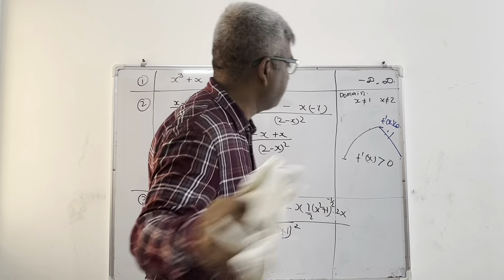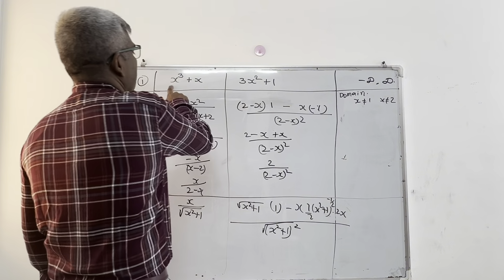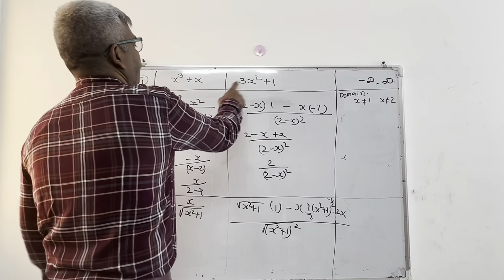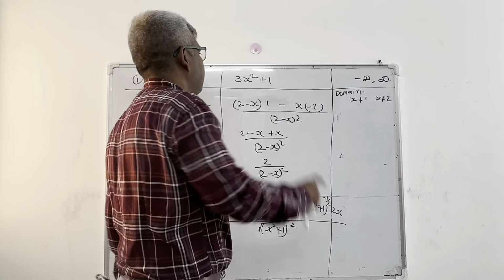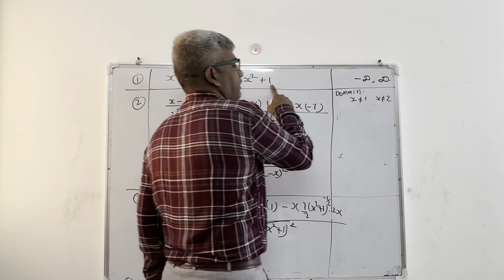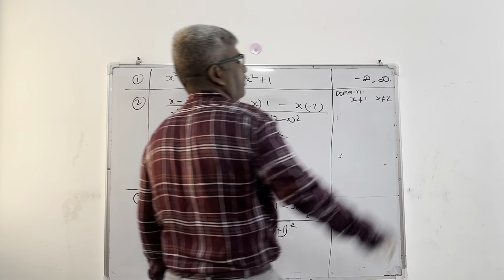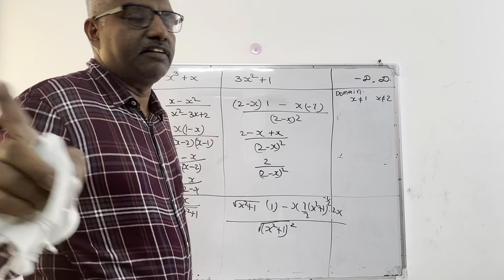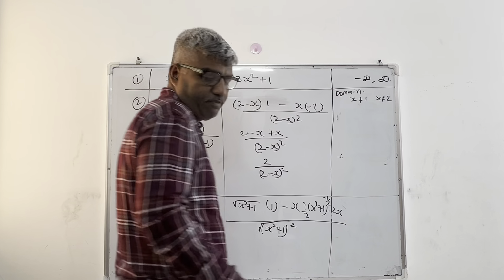Okay. Now my first example, x cube plus x. This is f of x. If you differentiate, 3x squared plus 1. 3x squared is always positive. x squared is positive, 3 is positive, plus 1 is positive. So it is continuously increasing, minus infinity to infinity. There is no interval of decrease. It is increasing from minus infinity to plus infinity.